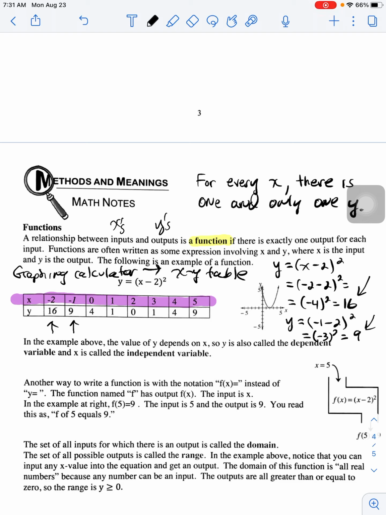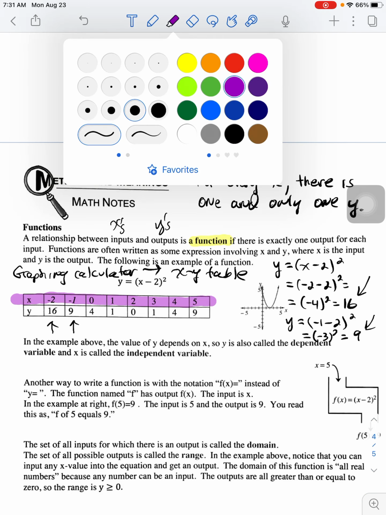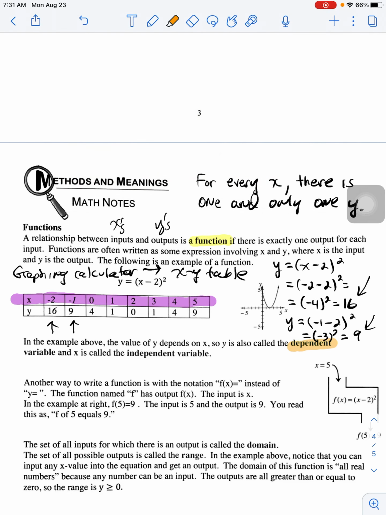The value of y depends on x, so y is called the dependent variable, and x is called the independent variable. So y depends on x.